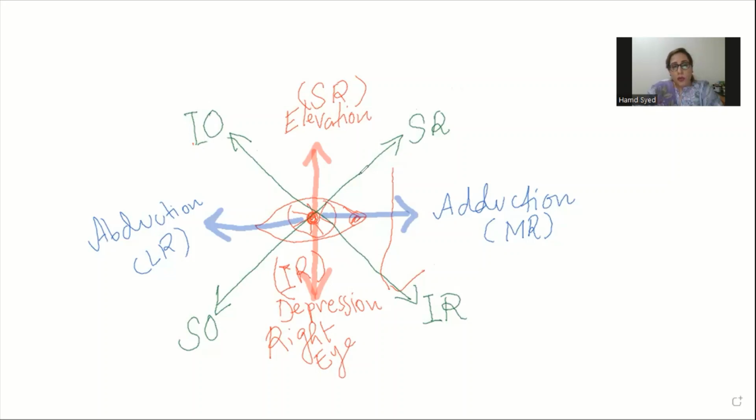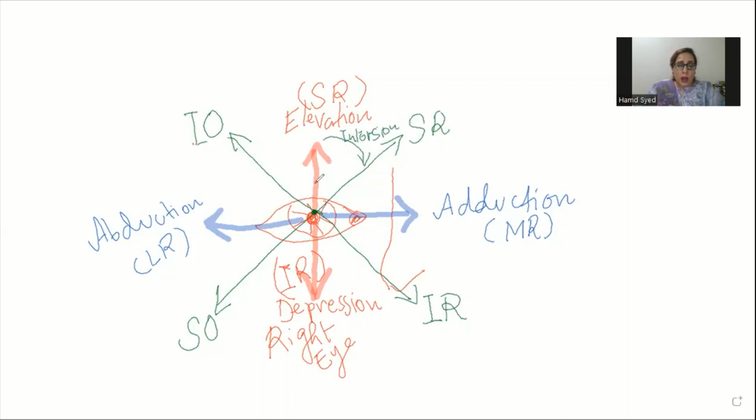Now, what I want to show you is the movement which is occurring in the antero-posterior axis. Now, the antero-posterior axis passes through this point and it produces a movement which is known as either intorsion or extorsion. Intorsion is the movement inwards of the upper margin of the eyeball, that is towards the nose. This movement is known as the medial rotation or the intorsion, also known as the internal rotation. But right now, I'm simply going to describe this movement as intorsion.